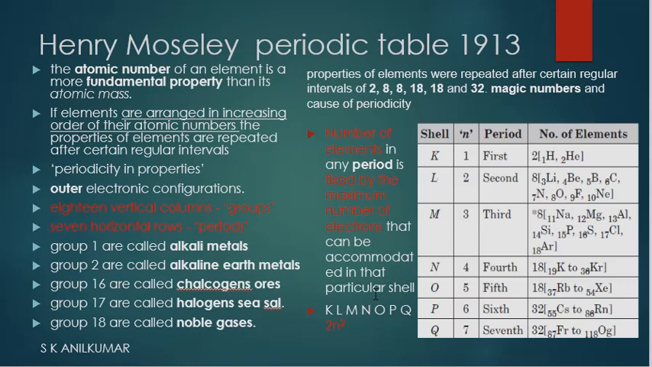So there are different orbits. How many electrons are there in each orbit? The first orbit K has only 2 electrons. The second orbit L can have a maximum of 8 electrons. So if there are 3 electrons, 2 will be in K and 1 will be in L.